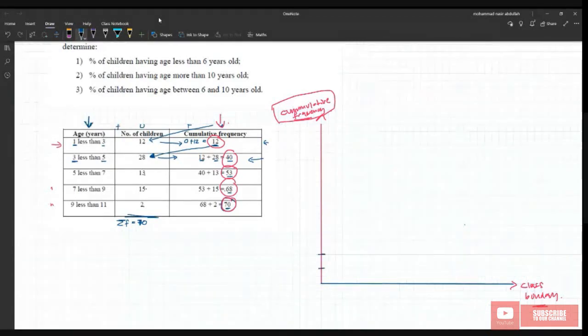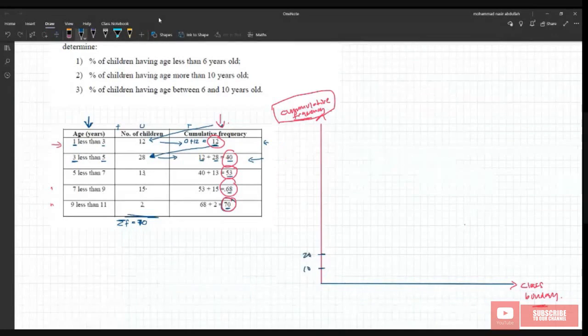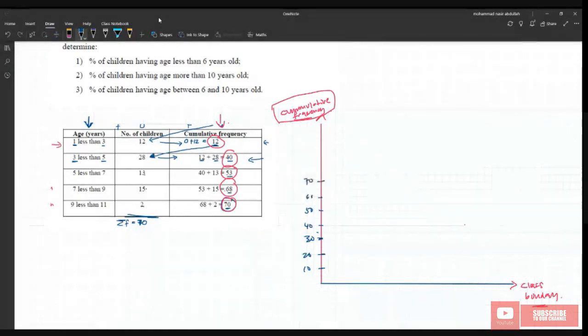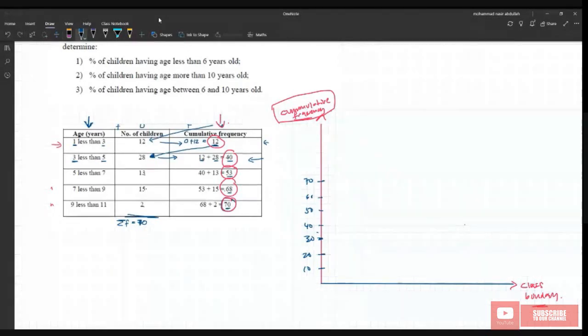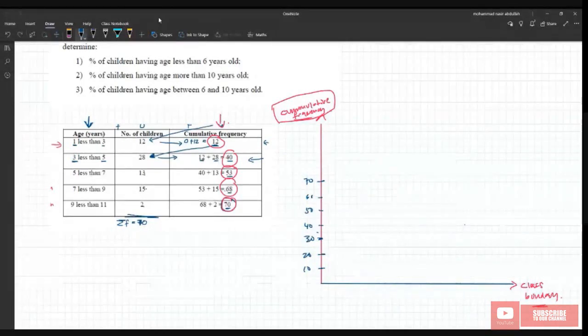Yalah, bagi 10, 20 lah. This is 30, 40, 50, 60. Right. So on the x-axis, we're going to start with the lower class boundary.